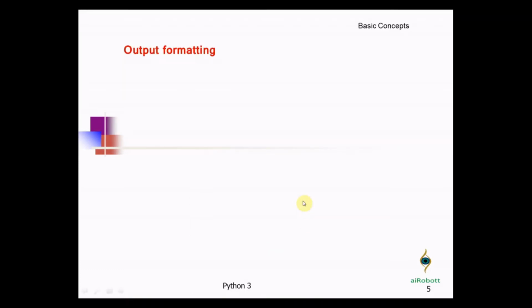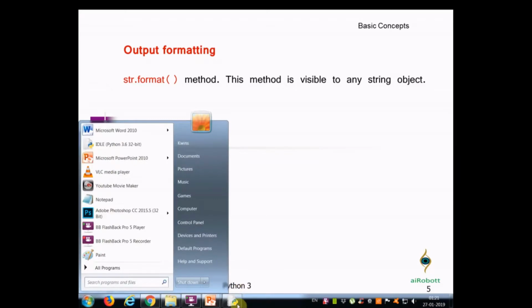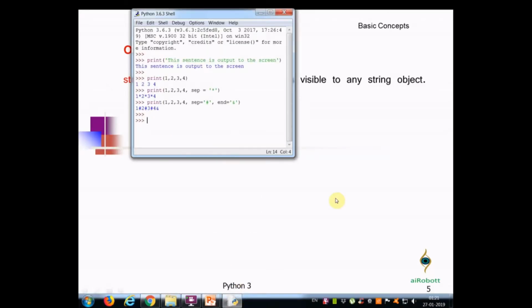Output formatting. Sometimes we would like to format our output to make it look attractive. This can be done by using the str.format method. This method is visible to any string object. See one example here. For example, x equal to 5 and y is equal to 10. These two values go to the output formatting.